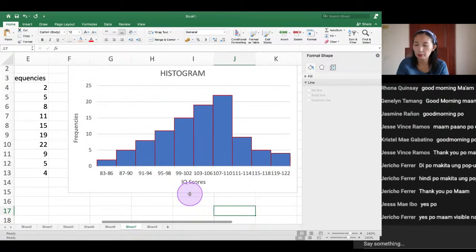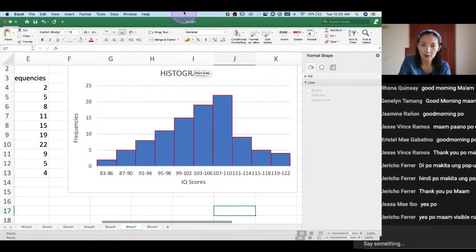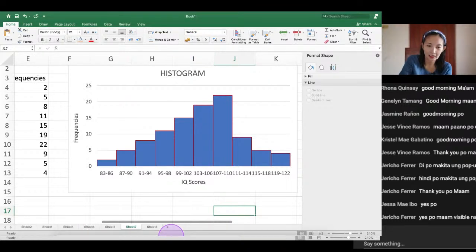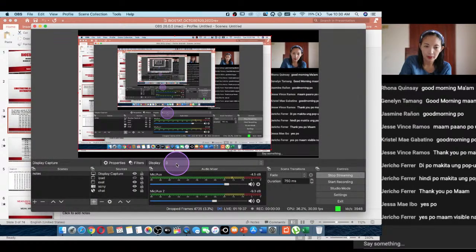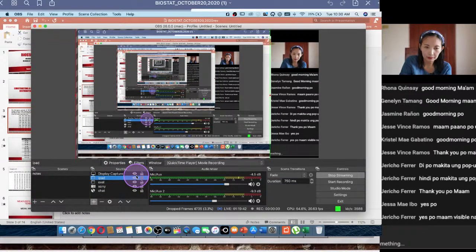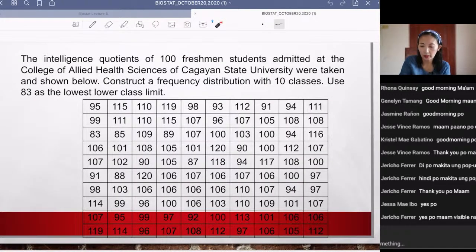So now I think we could move on to the next, because it's already 10:30. So let's proceed to the next. Are there questions on setting up the frequency distribution table and the histogram?